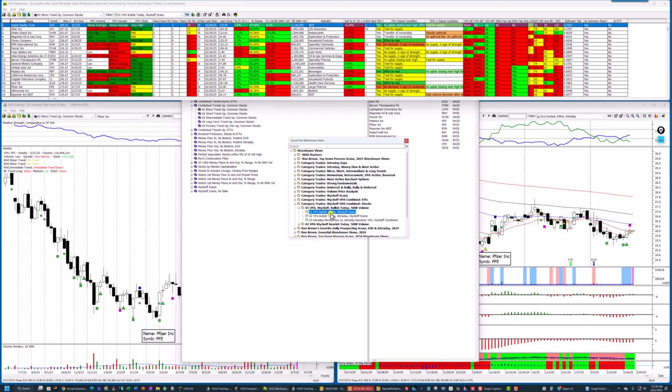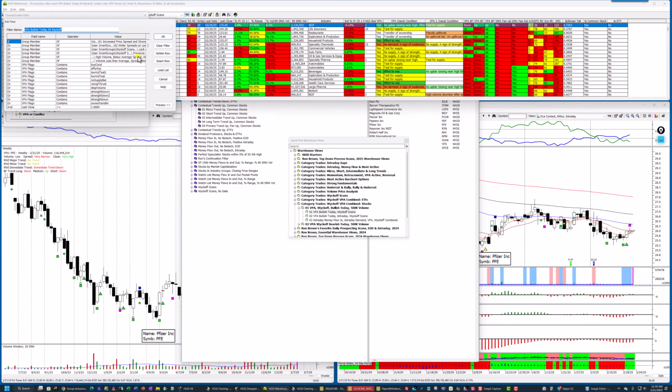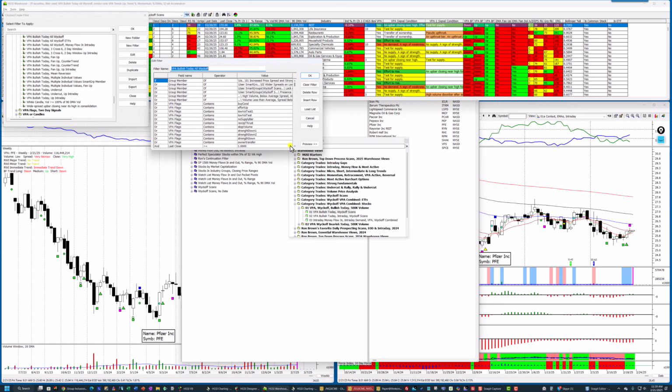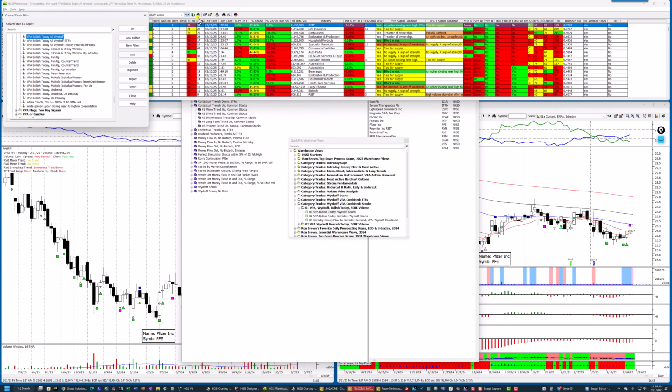So I'm in the VPA bullish today, and remember that, let me bring the filter up. What this does is it goes into my Wyckoff scans that I created, and then these conditions have to be met also. There has to be a VPA flag, a bullish VPA flag contained in these Wyckoff groups. So it requires that there be both a Wyckoff scan and a VPA scan.